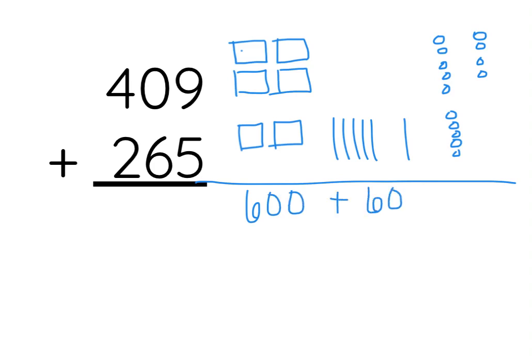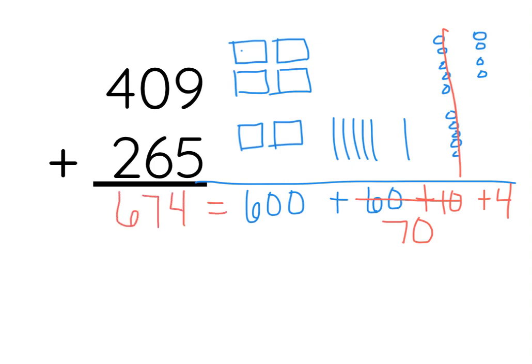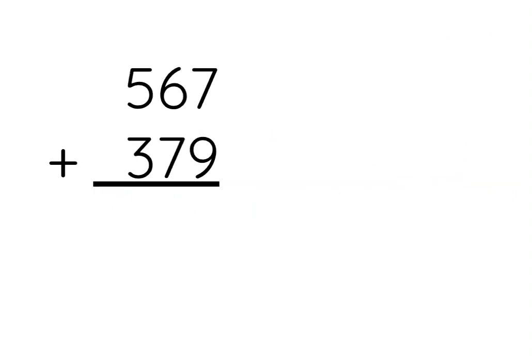plus 60. Oh, do you see that 5 and 5? So we know that's 10 plus 4. There's our like terms of 60 and 10 because they're both in the tens column. So 674. Nice job.